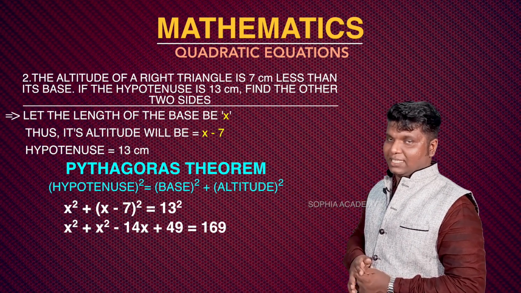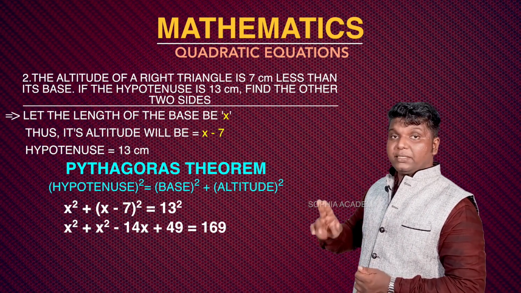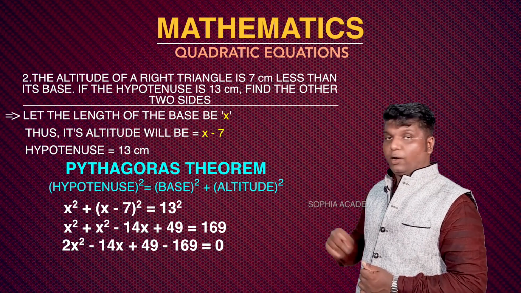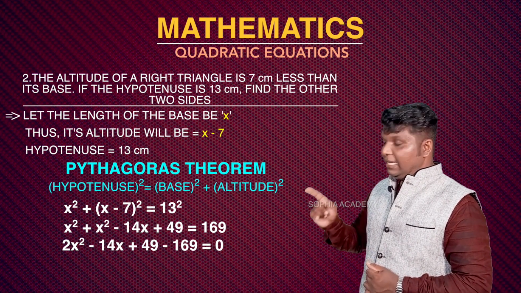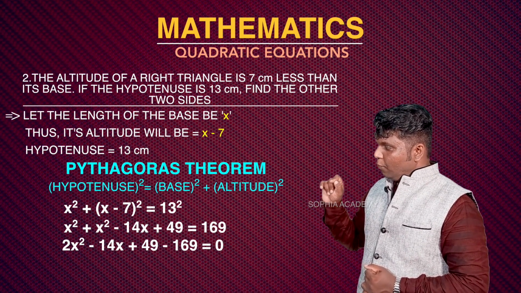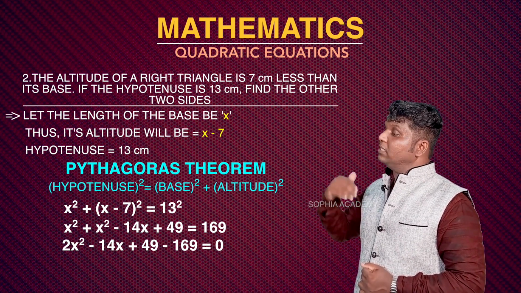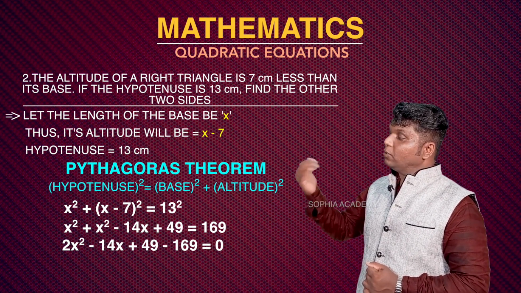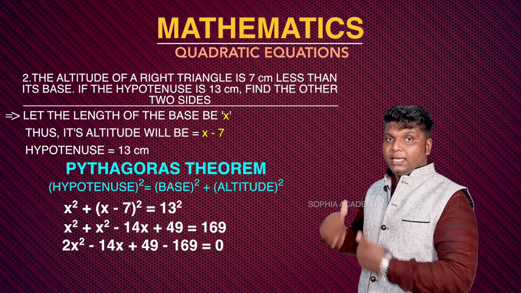It is 169. Now x square plus x square, that is 2x square, right? 2x square minus 14x. Then here you can see what is the number? It is plus 49. And here 169 is there. Taking this 169 to the LHS part, it will become minus 169, is equal to 0.